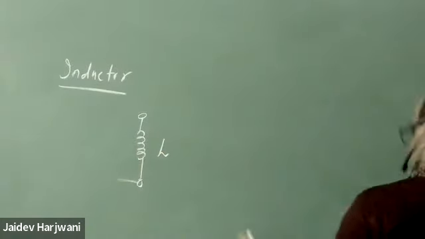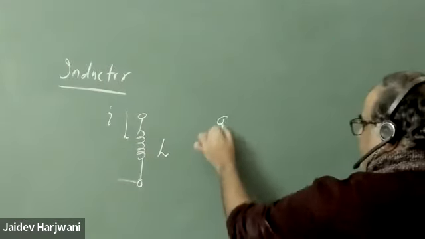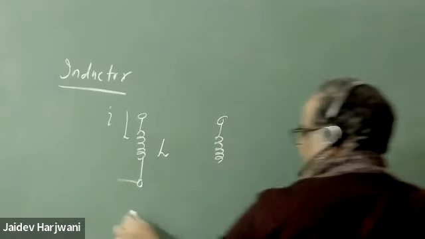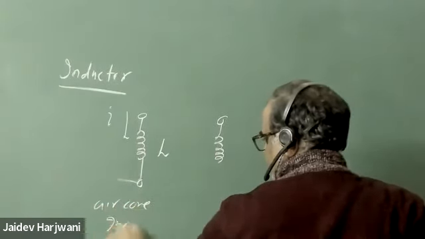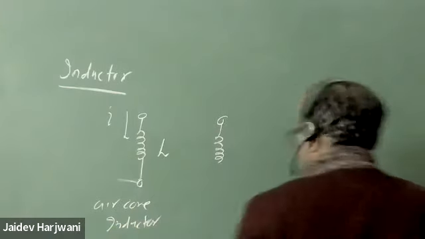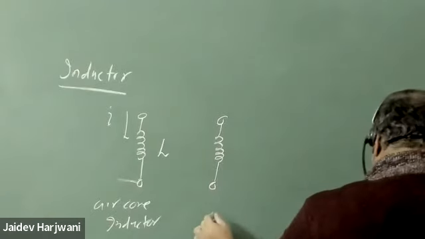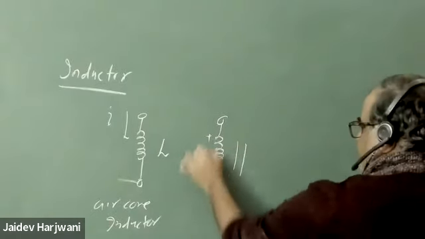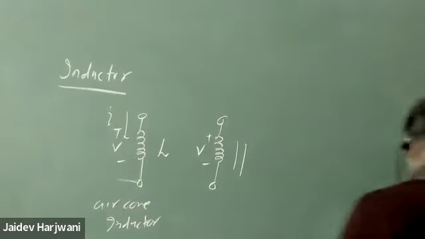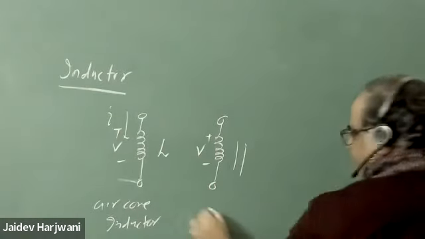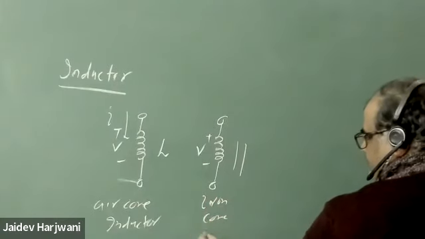Now say current I is flowing. This is the air core inductor. This is called an air core inductor. I will explain what the meaning of air core is. And then you have one more type of inductor, with plus minus V. This is called your iron core inductor.